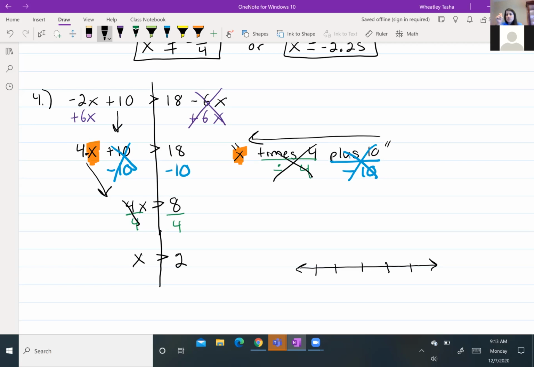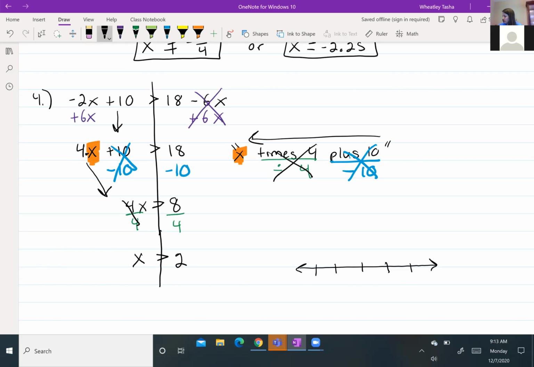In this problem, because there is no line underneath the inequality, we use an open circle. The line means it's equal to. So equal to means fill it in. No line underneath means leave it open. So when I say line underneath, I mean like that.